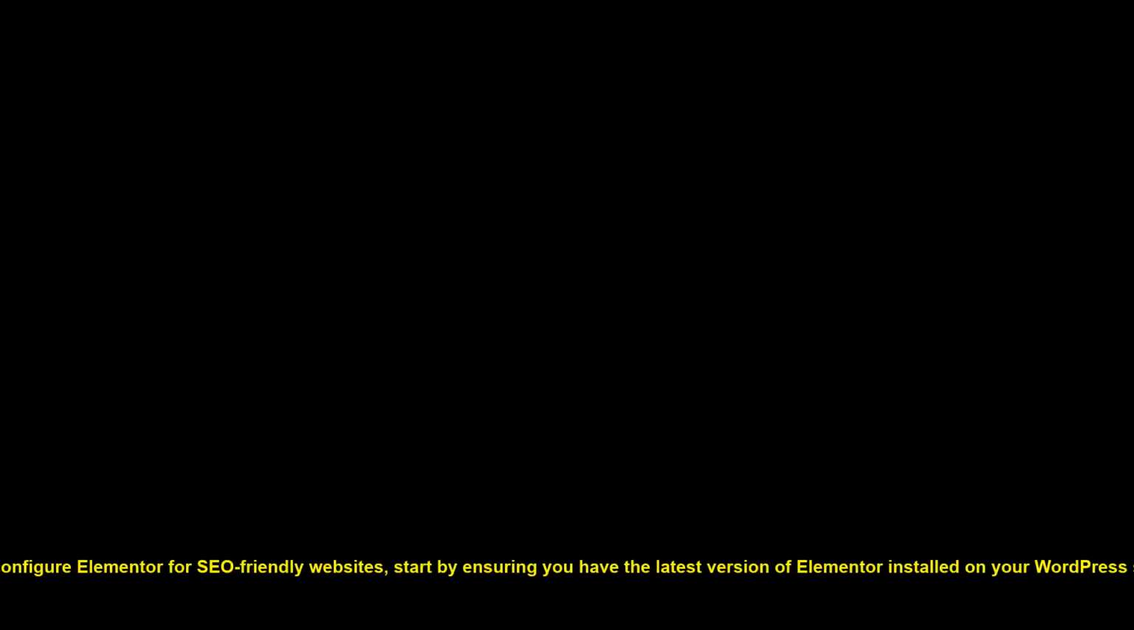To configure Elementor for SEO-friendly websites, start by ensuring you have the latest version of Elementor installed on your WordPress site. Next, access your WordPress dashboard and navigate to the Elementor settings. In the settings, look for the Experiments tab. Enable the Optimize DOM output feature to improve page load speed.